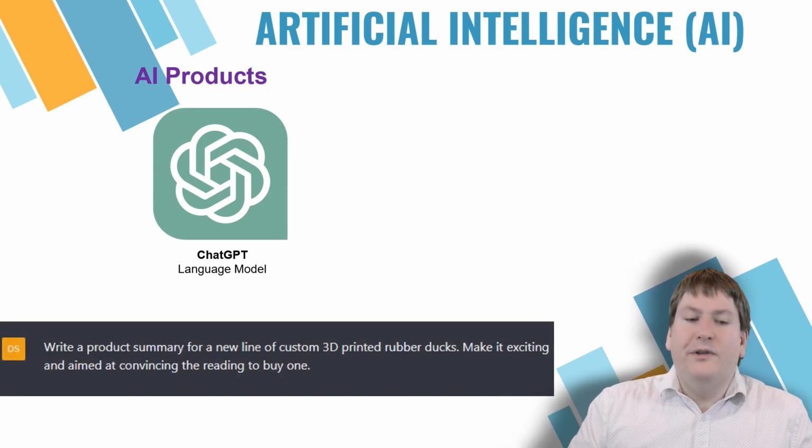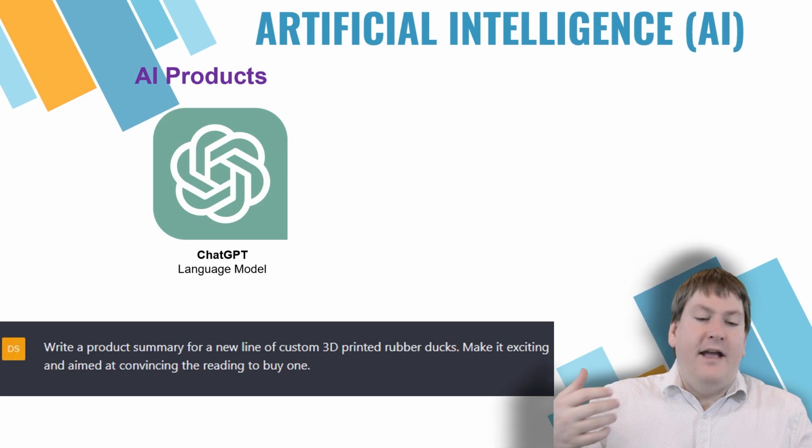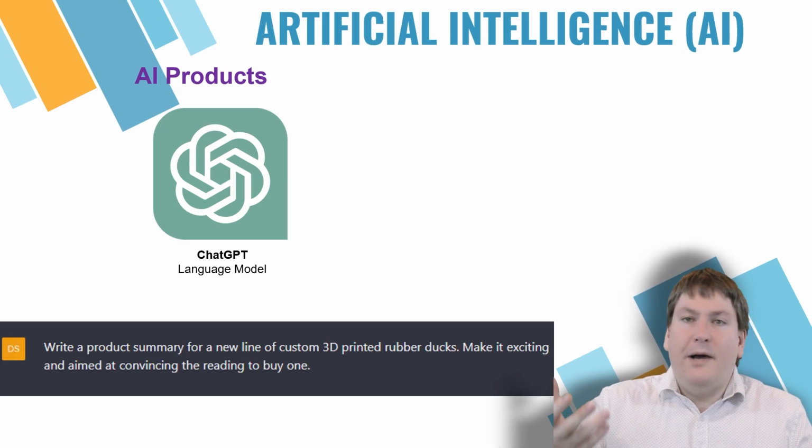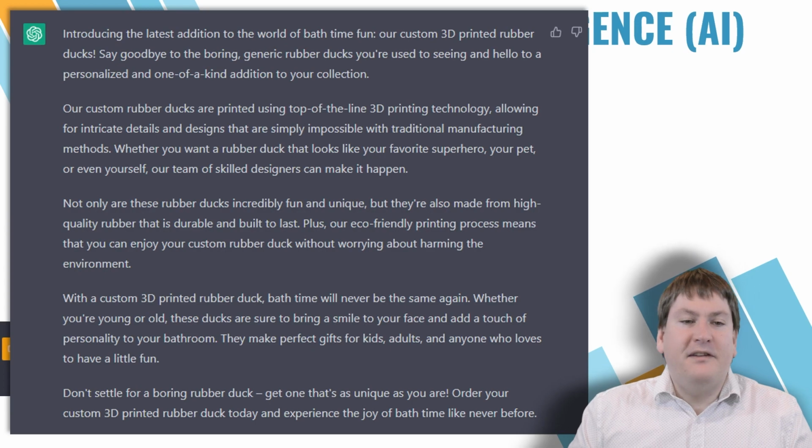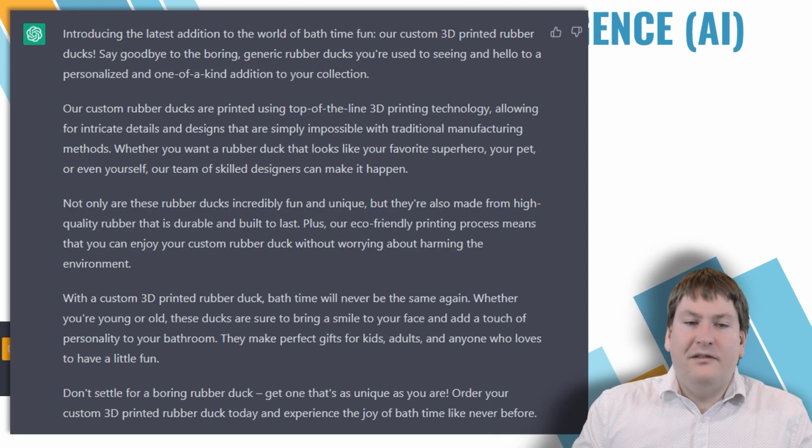For example, if we told the AI something like "write a product summary for a new line of custom 3D printed rubber ducks, make it exciting and aimed at convincing the reader to buy one," we would actually get a prompt that looks pretty good. In this case, it's going to say, "Introducing the latest addition to the world of bath time fun, our own custom 3D printed rubber ducks. Say goodbye to boring generic rubber ducks you're used to seeing, and hello to a personalized one-of-a-kind addition to your collection."